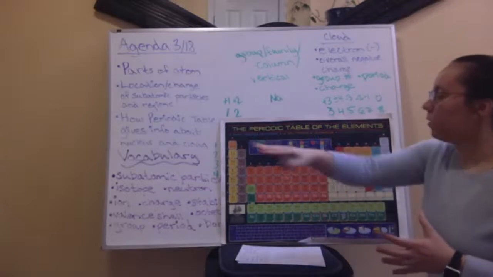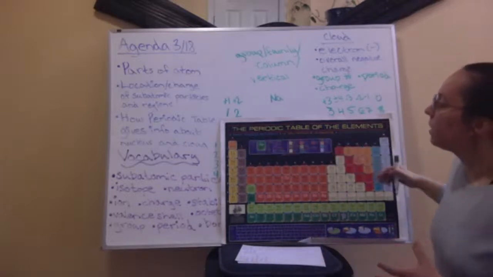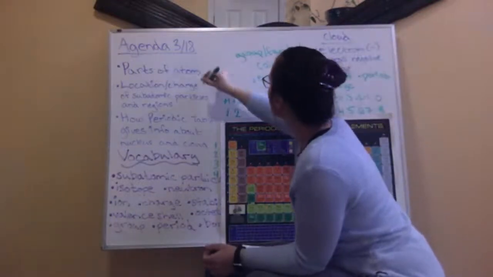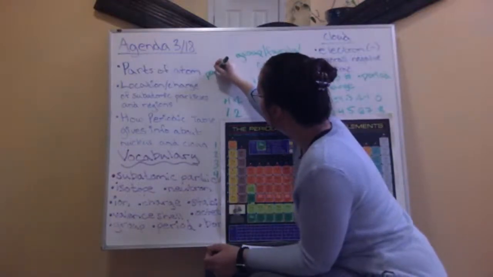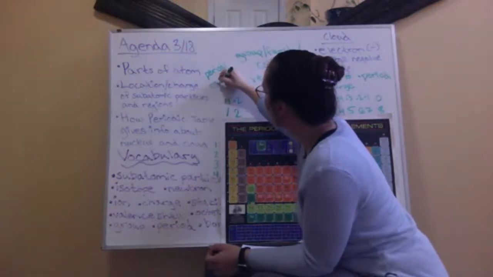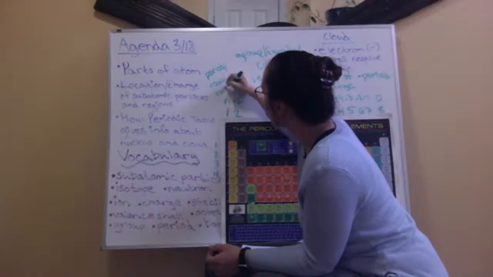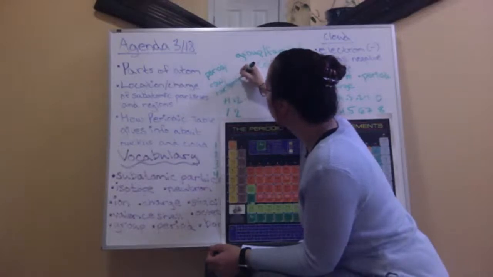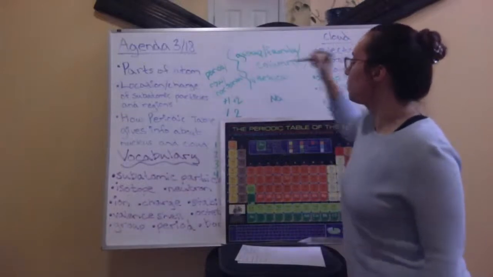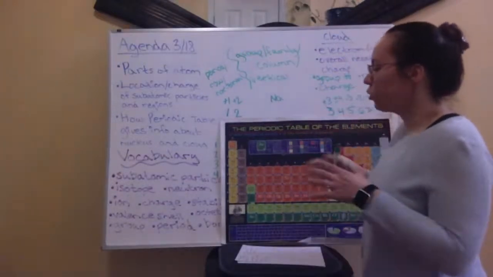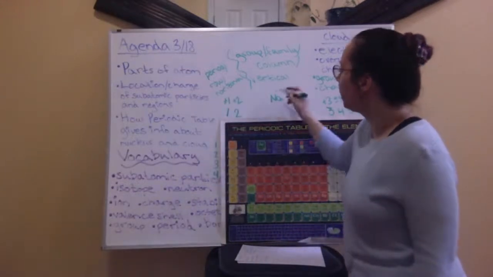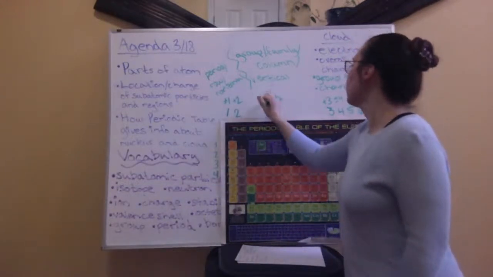So period was the sideways. And let me kind of put that up here too. So period or row or horizontal, same thing. Okay. So the period number tells you how many rings. So sodium is in period 3. So we're going to have 3 rings around the atom.